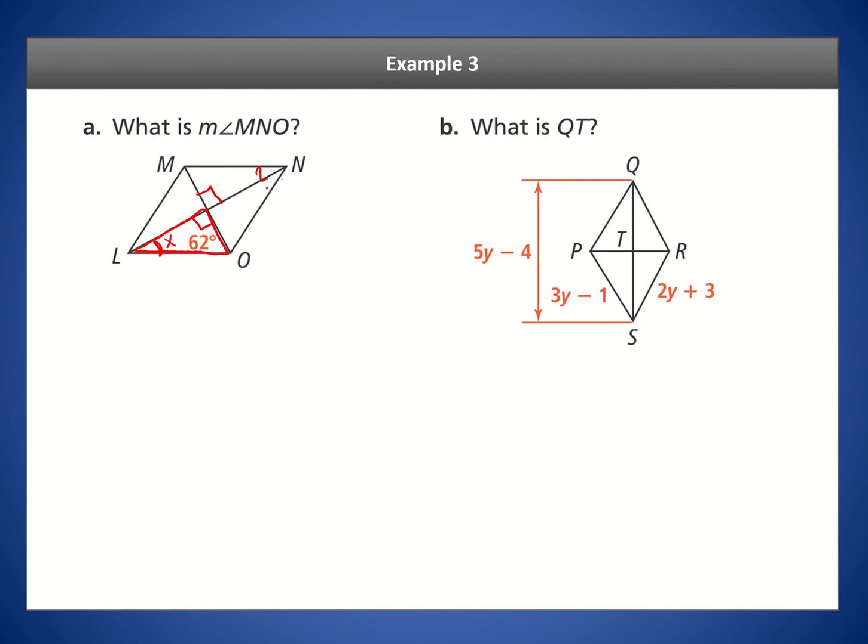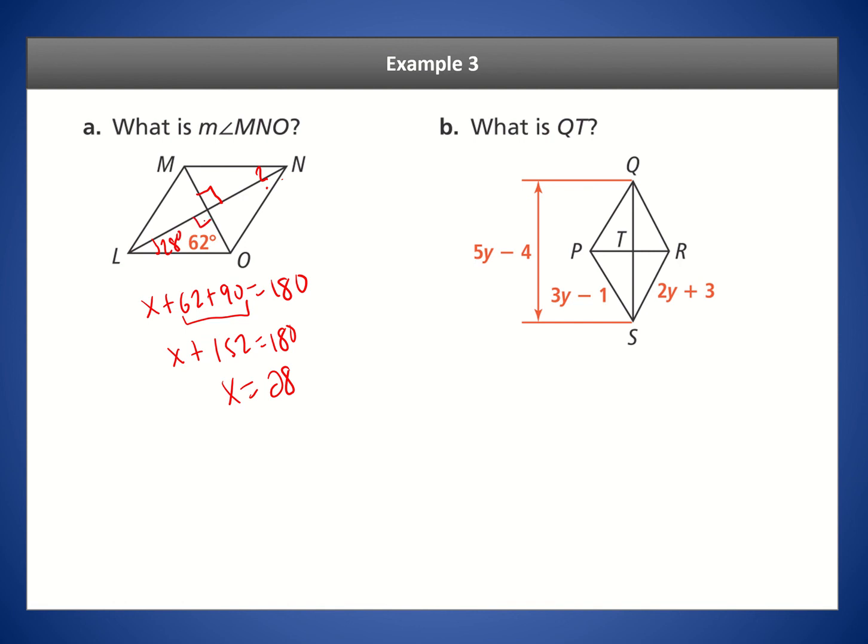Let's call this x. So you have x plus 62 plus the 90-degree angle equals 180. If we add these two together, you're going to get 152. And so x, subtract that on both sides, we get 28 degrees. So we're going to replace this now with 28 degrees.